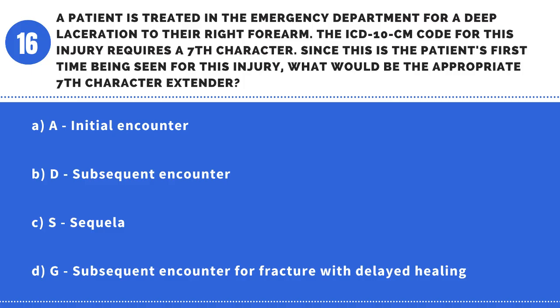Question 16. A patient is treated in the emergency department for a deep laceration to their right forearm. The ICD-10-CM code for this injury requires a 7th character. Since this is the patient's first time being seen for this injury, what would be the appropriate 7th character extender? A. Initial encounter. B. Subsequent encounter. C. Sequela. D. Subsequent encounter for fracture with delayed healing.